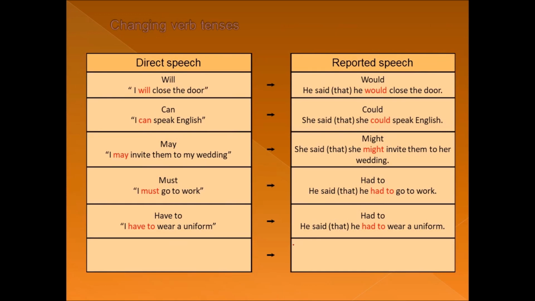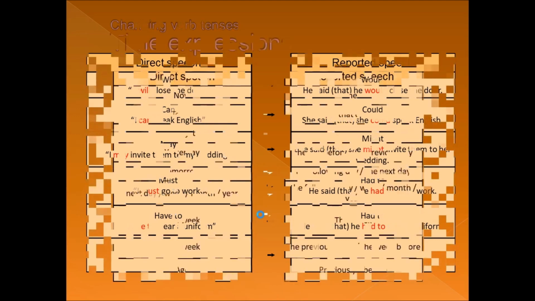Here we have some modal verbs. Will becomes would. Can becomes could. May becomes might. Must becomes had to. Not have to, but had to. I must go to work. He said that he had to go to work. The same goes with the modal verb have to. I have to wear a uniform. He said that he had to wear a uniform.